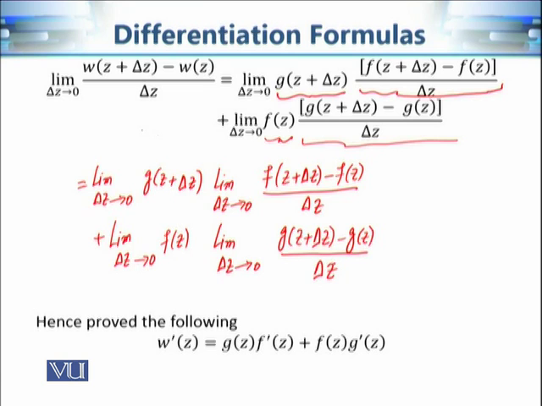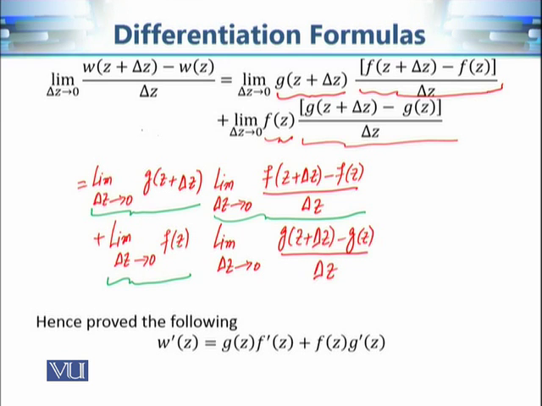Now let's observe. In this expression, when delta z approaches 0, this becomes g of z, and the second expression is basically the definition of the derivative of f of z, so this is f prime of z. In the second term, this expression remains the same because there is no delta z involved in f of z, so it is just a constant for delta z. That's why it is just equal to f of z, and then this expression is basically the derivative of g of z, so this is g prime of z, and this factor is f prime of z. Hence we have the following expression: g of z f prime of z, the first term, plus f of z g prime of z. So this is the proof of this product formula.